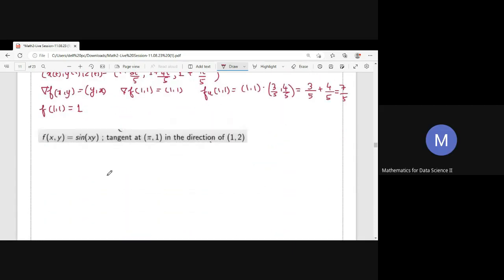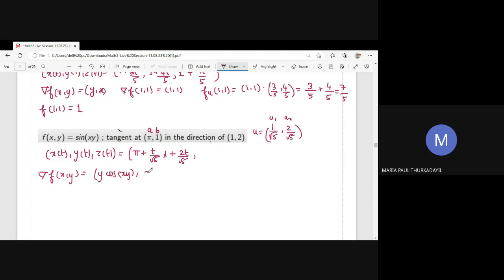Fine. So now you see f of x comma y equal to sine of xy. Now for this, what is x of t, y of t, z of t? Now this is your a, this is your b. And is this a unit vector? No, ma'am. What is the unit vector here? 1 by root 5, 2 by root 5. Okay. So this is your u1, this is your u2. So now a plus t u1, so pi plus t by root 5, 1 plus 2t by root 5. And what is the directional derivative?